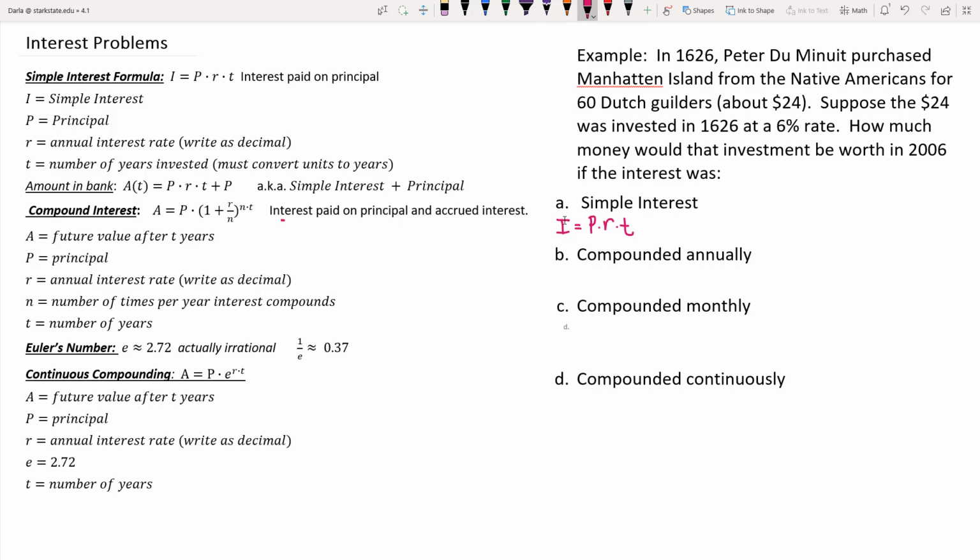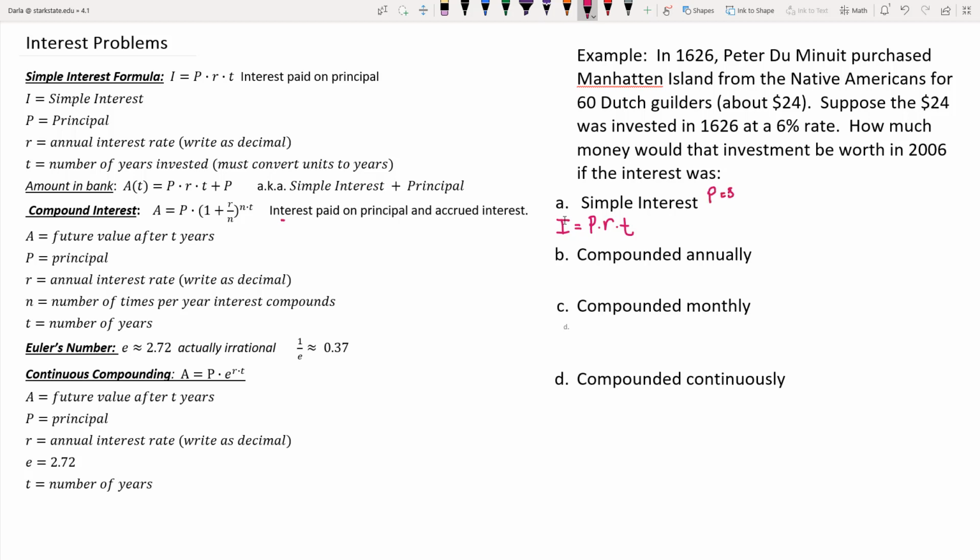So we'll read the problem. It says, in 1626, Peter de Minuit purchased Manhattan Island from the Native Americans for 60 Dutch guilders, which is about $24. Suppose the $24 was invested in 1626 at a 6% interest rate. How much money would that investment be worth in 2006 if the interest was simple interest? So the principal is the $24.